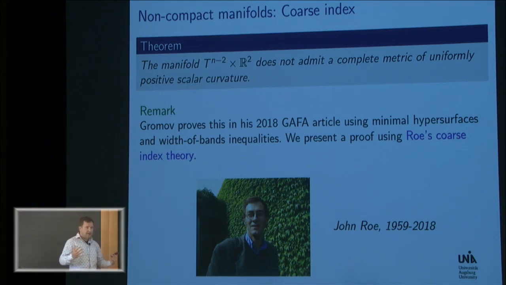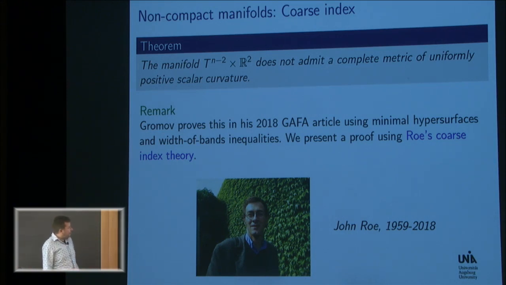Namely, it's a large-scale point of view, or coarse geometric point of view. And this coarse index theory of John Roe is exactly designed to deal with these situations in a very efficient way. You can see, I took a picture here of John Roe, and he passed away earlier this year. So I really advertise this theory here as a tribute to his mathematics.